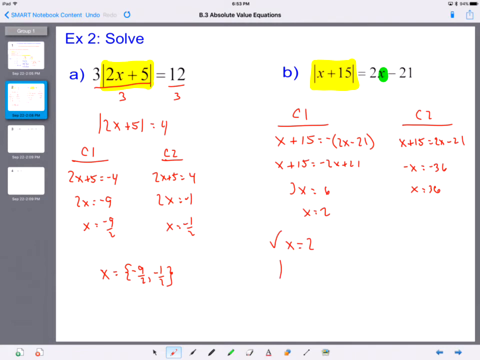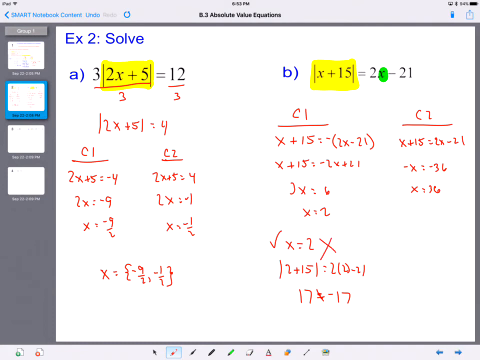So we have the absolute value of 2 plus 15 needs to be equivalent to 2 times 2 minus 21. So the absolute value of 17 is 17. 4 minus 21 is negative 17. So you can see on this example that they are not equivalent. They're close, you know, positive, negative, but definitely not the same. So x equals 2 is not going to work.